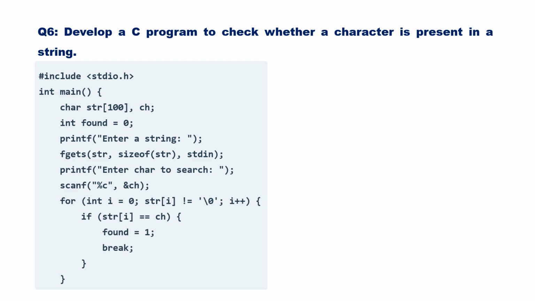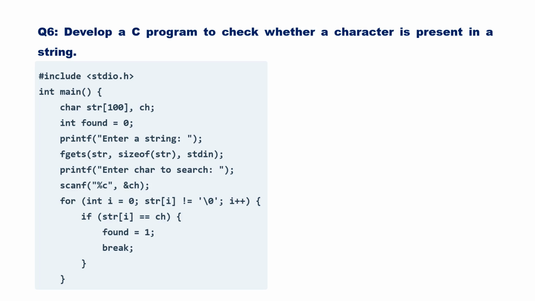This for loop iterates through each character in the str array. The loop continues as long as the character at the current index i, represented by str[i], is not the null terminator. The null terminator indicates the end of the string.